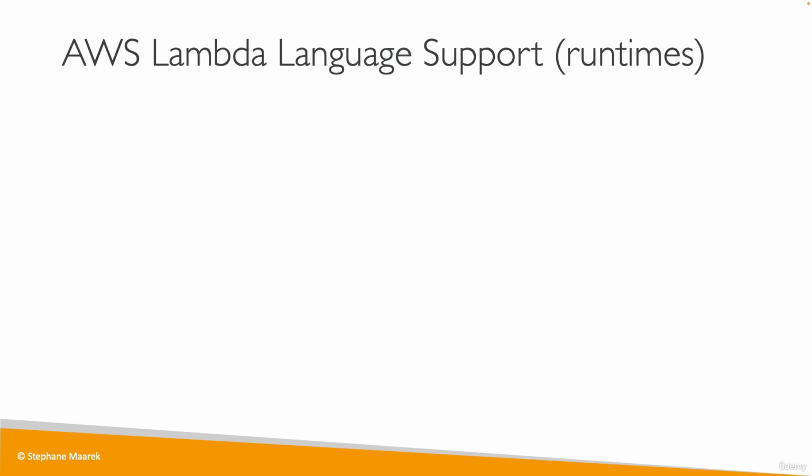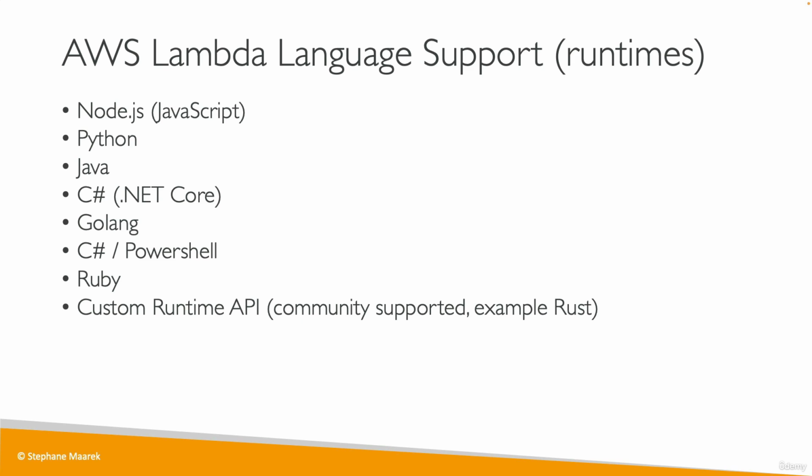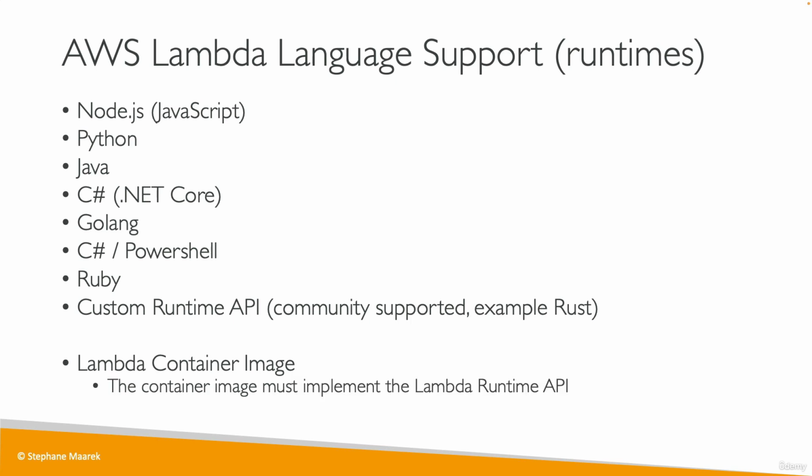Lambda supports a lot of runtimes, such as Node.js, Python, Java, C#, Golang, Ruby, and the custom runtime APIs to enable you to support even more languages, such as Rust, for example. It also has support for container images that are very specific. They need to be implemented with the Lambda runtime API. So if you want to run a container image on Lambda, you can. But if it's an arbitrary image, then you want to use ECS and Fargate instead.